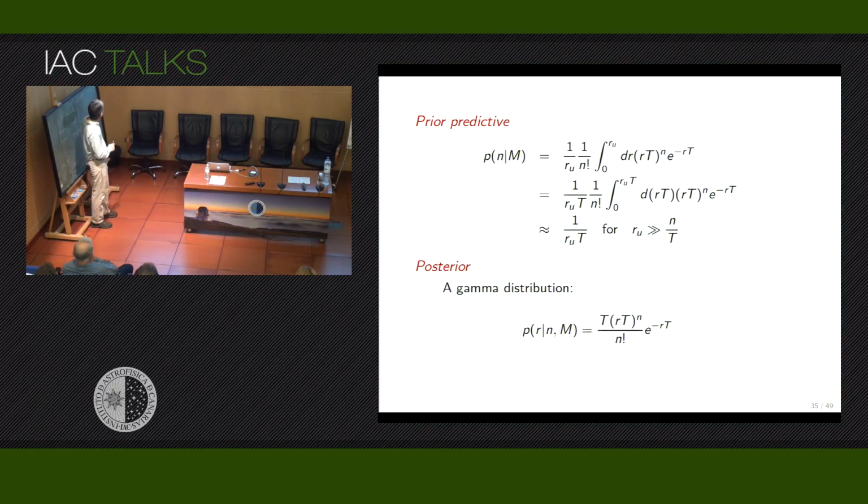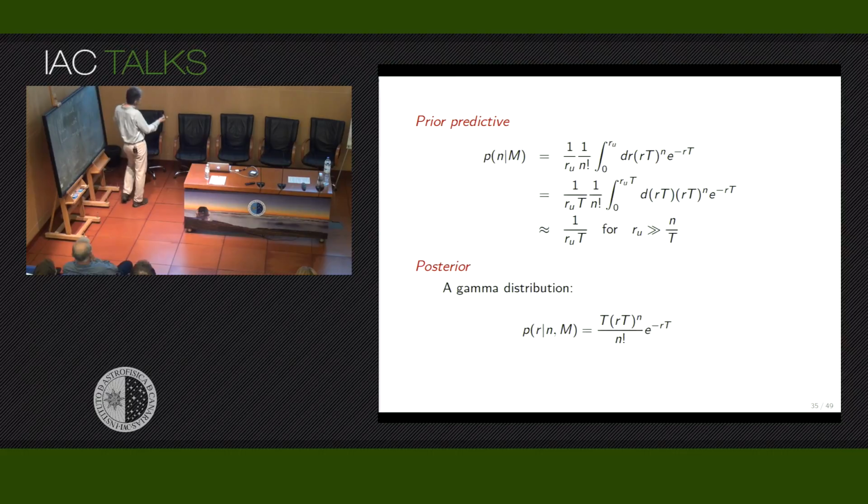So I now have everything. I have the prior, 1 over r upper, the likelihood, and then this thing. And the r upper cancels. That's a hint as to why the infinite limit is okay, though you really should show it explicitly. And so here's the posterior.